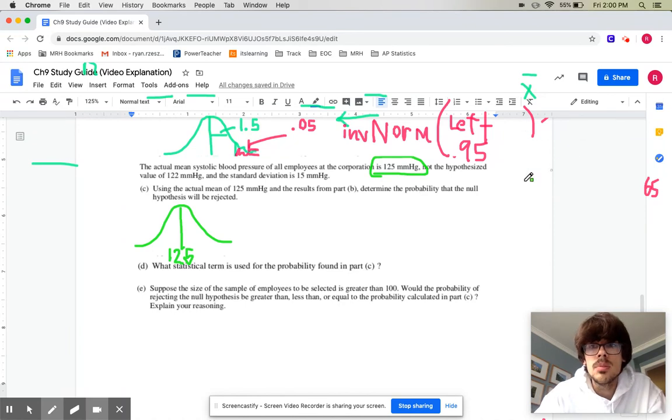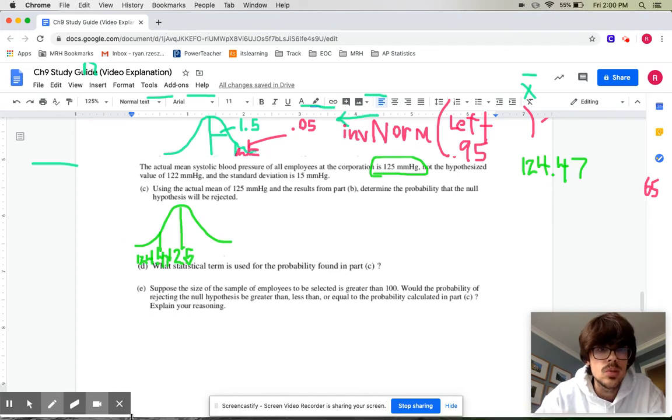In the last problem, we just found the value that would lead us to reject H0. They're making us use part B, which we just got, this guy right here, that 124.47. So we want to know from 124.47... my video is probably running a little long right now, and I apologize about that, but we're going over some really useful stuff for you guys here, so hopefully you're still with me.